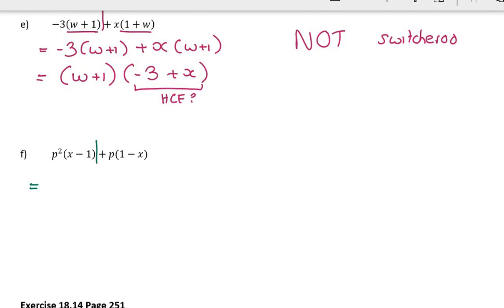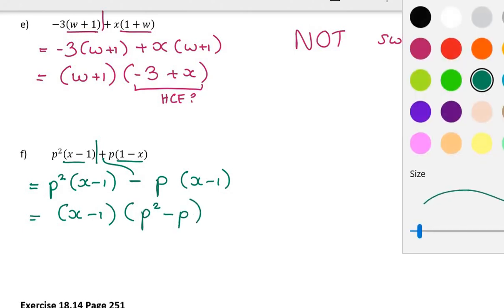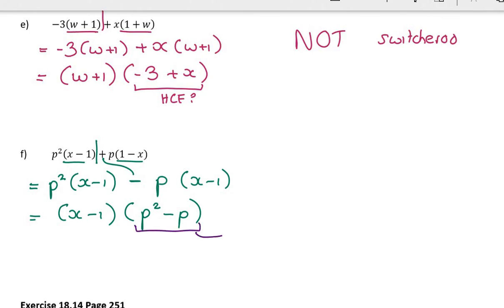Okay, last one. Two terms, x minus 1, 1 minus x, classic switcheroo, because you have a minus sign and it's the wrong way around. So I'm going to leave the first bracket. I'm going to swap the second bracket to also be x minus 1 as long as I change the sign of the coefficient. Now my x minus 1 is a common factor and my left behinds are p squared minus p. Question is, do my left behinds have a highest common factor that I didn't notice before? And the answer here is yes. So x minus 1 is my highest common bracket. P is common in that second bracket, and I'm left with p minus 1.